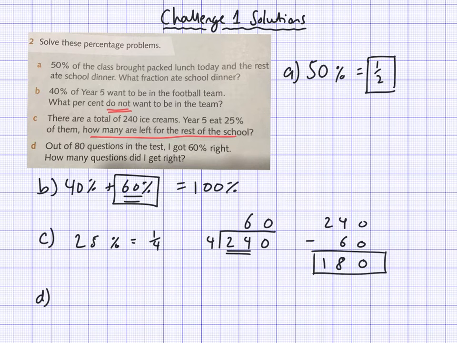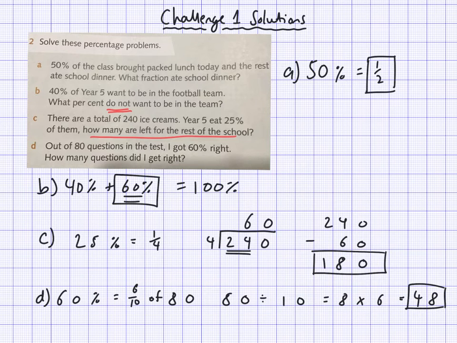And question D says, out of 80 questions in the test, I got 60% right. How many did I get right? So 60%, change it to a fraction, is 6/10. I'm finding 6/10 of 80. So remember, I've got to divide by the bottom, then multiply by the top. 80 divided by 10 is 8. And from my tables, I know 8 times 6 is 48. Sorry, I divided by the bottom, which is 10, that got me 8, and I multiplied that by the top number, which was 6, and my answer is 48. I got 48 questions correct.